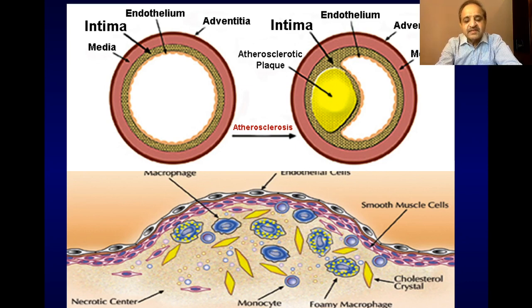So we can say that this is a plaque which is rich in fat, which is rich in inflammatory cells, and these are the plaques which cause an acute coronary syndrome because once they rupture, the platelets get deposited on the surface of the plaque and followed by thrombus formation.